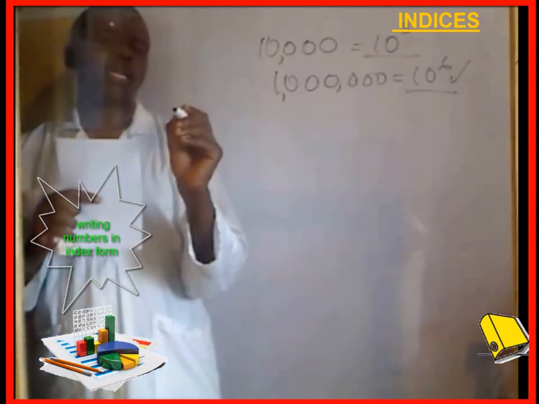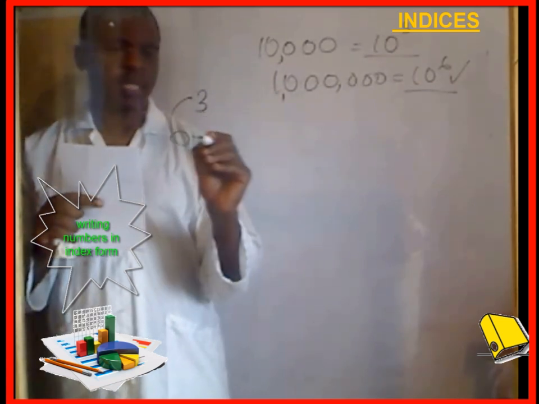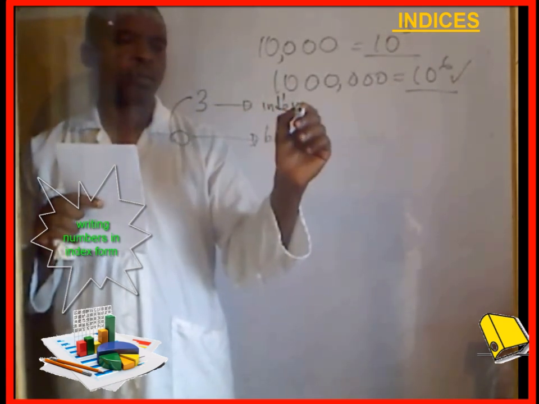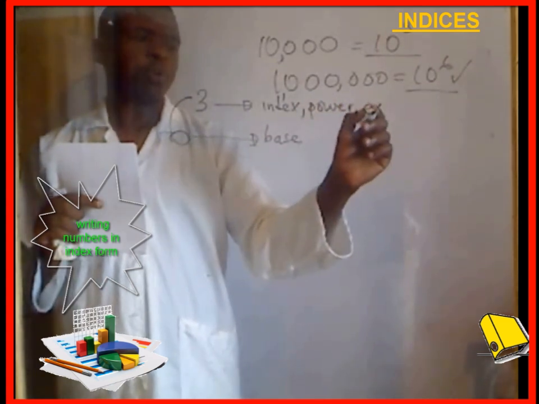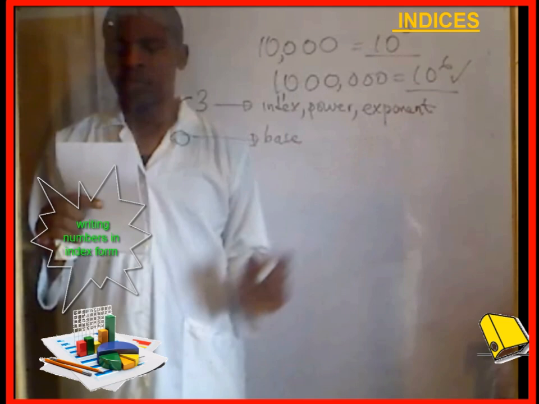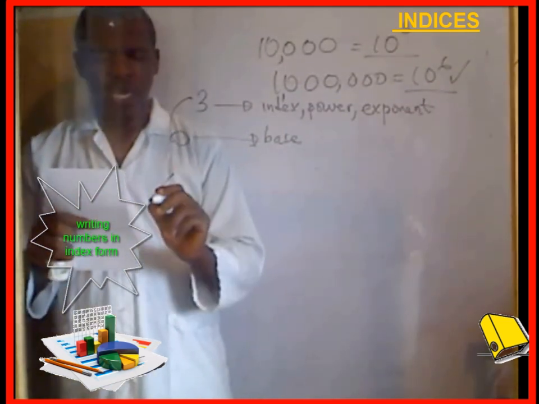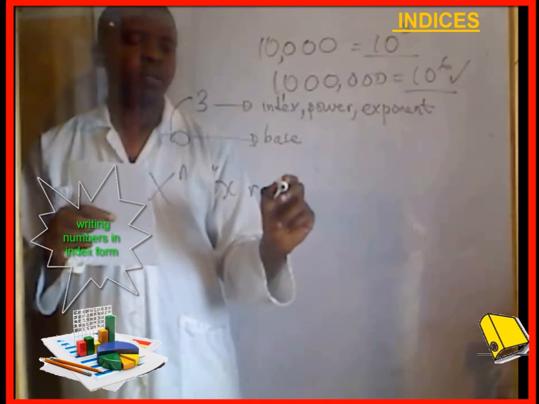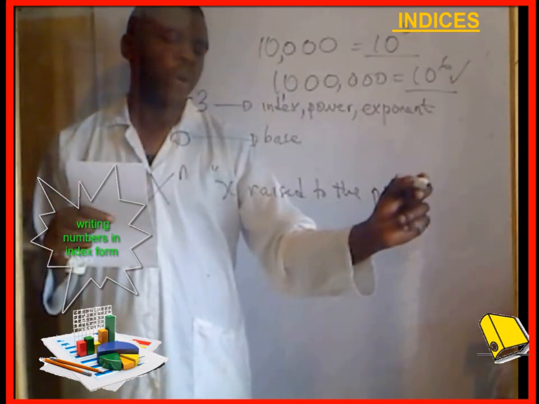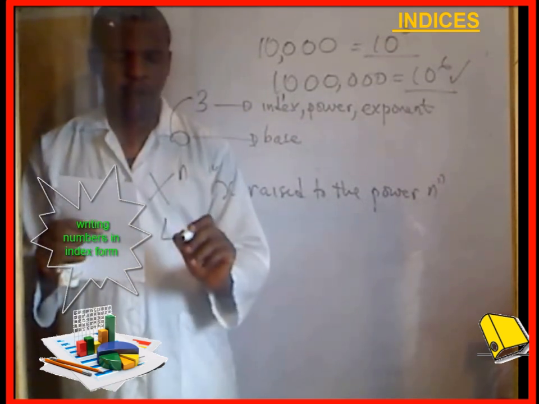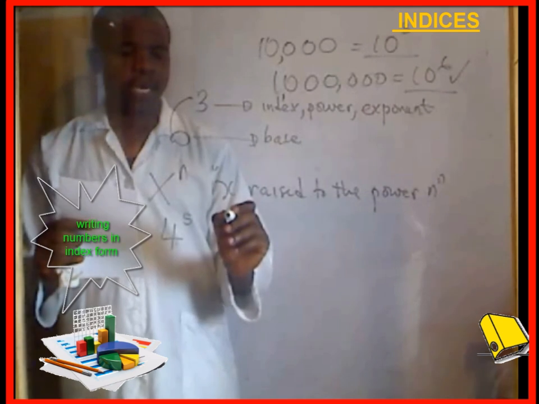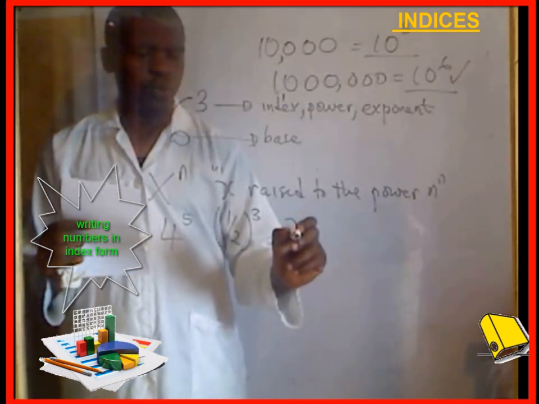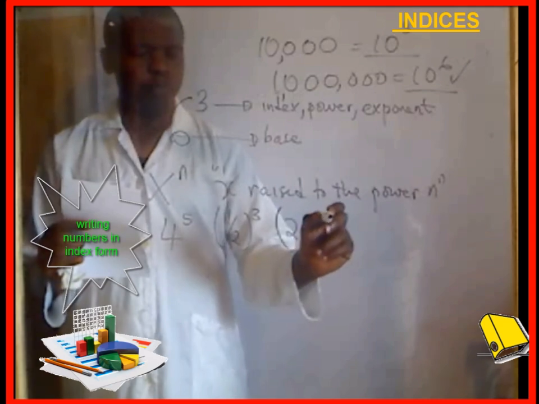So if I'm given a number like 6 to the 3rd, 6 is called the base, and 3 is called the index, or power, or exponent. The expression x to the n is read as x raised to the power n. So I can say 4 raised to the power 5. I can have half raised to the power 3. I can have 2.5 raised to the power 2.